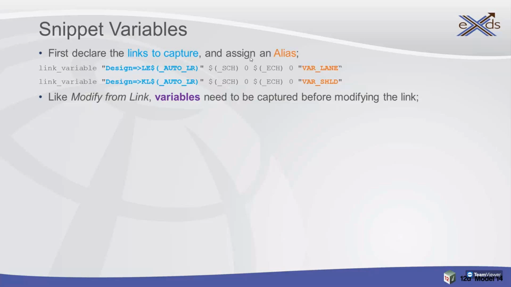Like the modify from link variables, the main thing to keep in mind is you need to capture the value before you modify a link. So if you wanted to capture the width of the lip of curb, and you modify the lip of curb and then capture the value, you'll be capturing the modified value. If you capture the value before you modify it, then it retains the original value. So let's say your lane width is 3.5 meters wide. If you capture that value as 3.5, it'll remain as 3.5, even if you go and modify that string later on.